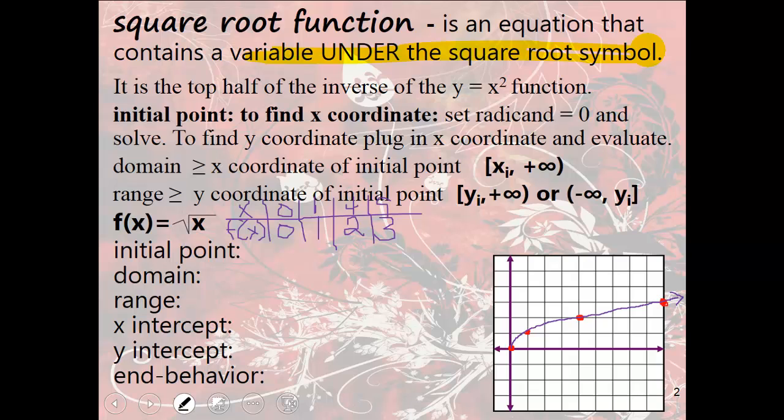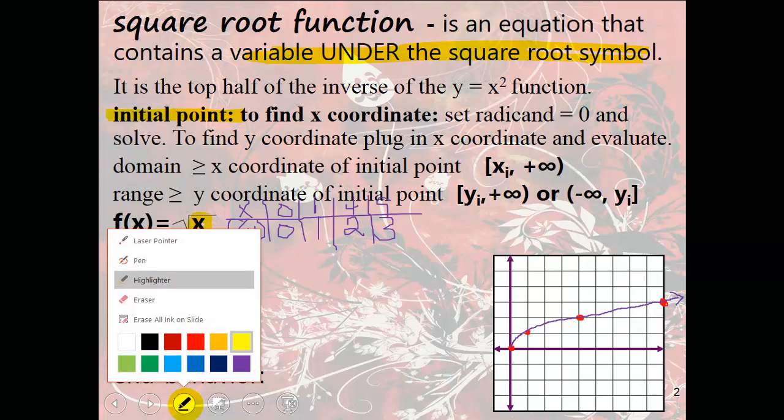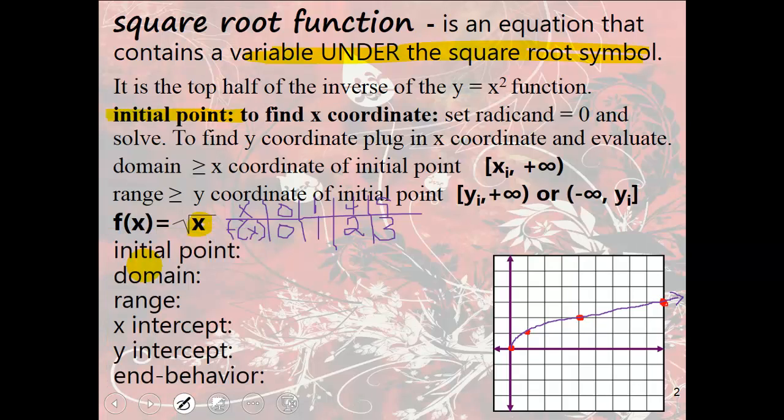A critical point that you want to find is the initial point, and to do that you set whatever is underneath the radical equal to 0. So in this case, this one is easy. It's x is equal to, you can put equal to or greater than or equal to, I like greater than or equal to better, 0, and then plug 0 in. So f of 0 is equal to the square root of 0, so our initial point is 0, 0. That's this point right here, 0, 0.